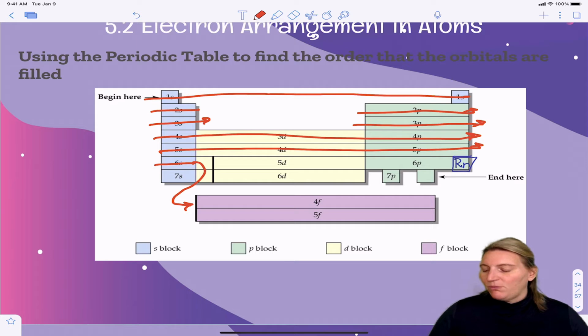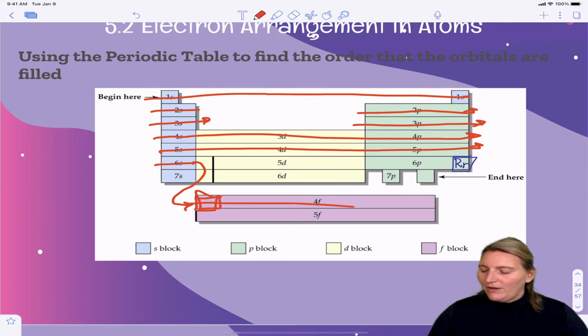These f block elements are sometimes called the lanthanide and actinide series. The only reason they are stuck down at the bottom is that otherwise the periodic table would be far too long and skinny. This makes it more like a normal sheet of paper size. And look at the numbers. You can see where we leave off after, I think it's barium, number 56, and then we go down to here.